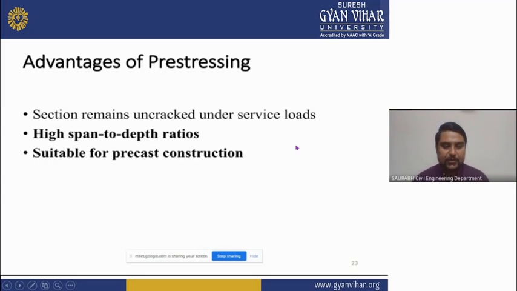Now we will see a very important topic of prestressing. We will see what the advantages of prestressed concrete are. First, the section will remain uncracked under the service load, and a high span-to-depth ratio is possible in prestressed concrete, and it is suitable for precast construction. As we saw, many structures are precast on the other side and they are assembled on the site. That is precast construction. And metro is also one type of precast construction.